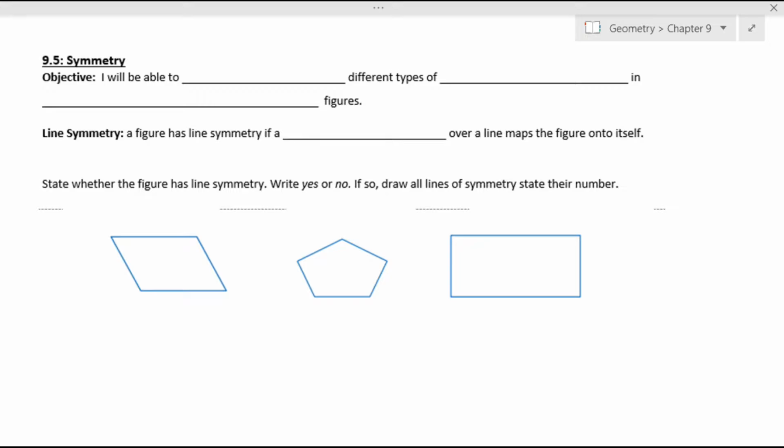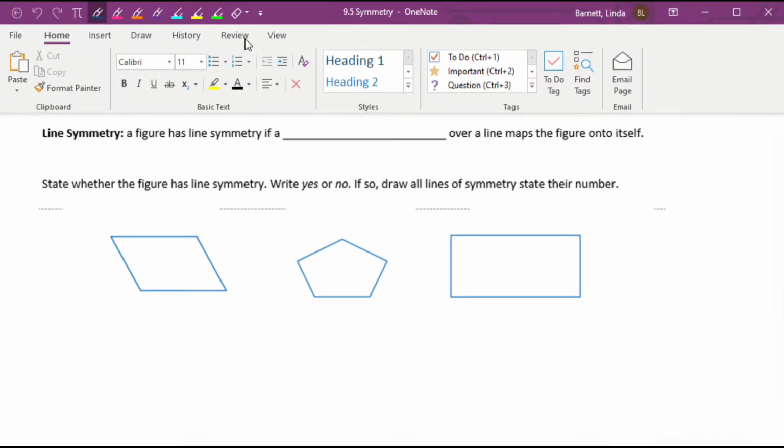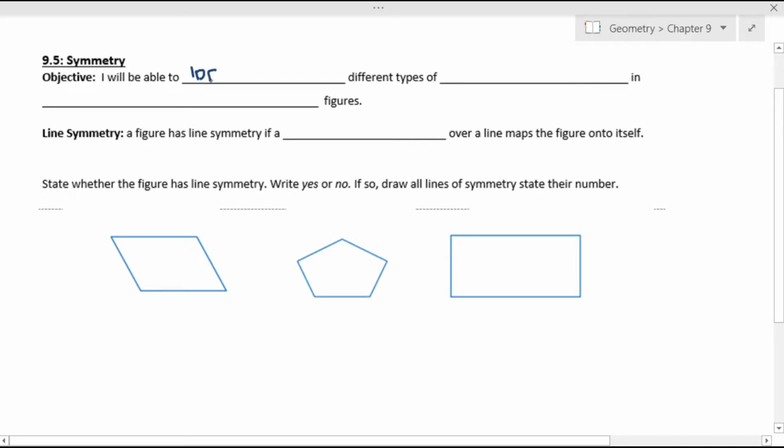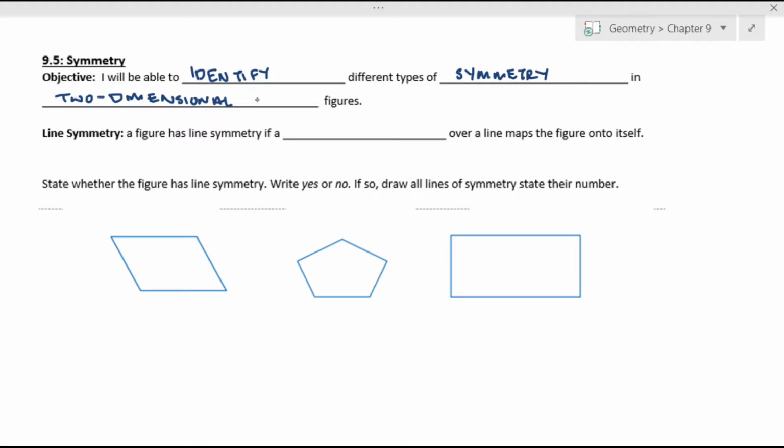All right, so we will be able to identify, make sure we have a pen, different types of symmetry in two-dimensional figures. Line symmetry is one type of symmetry. A figure has line symmetry if a reflection over a line maps the figure onto itself.